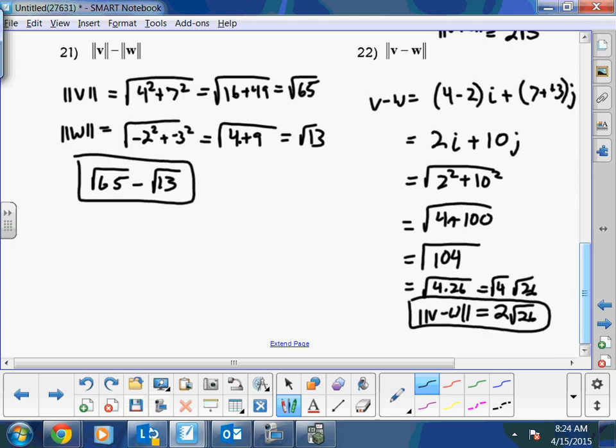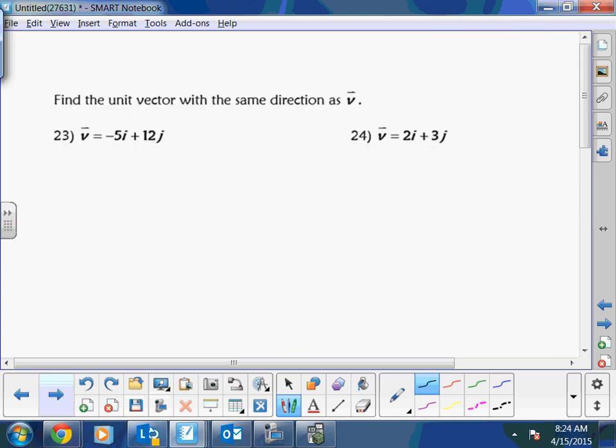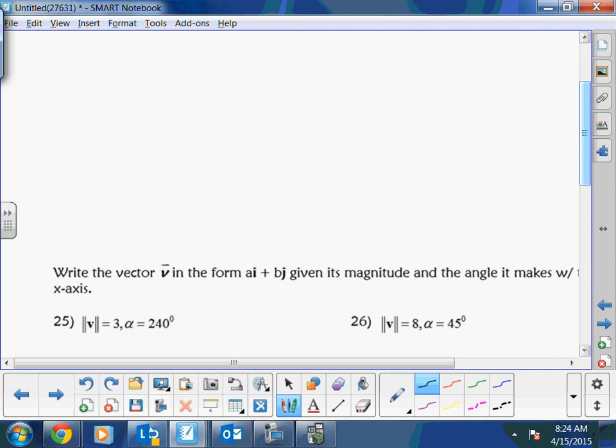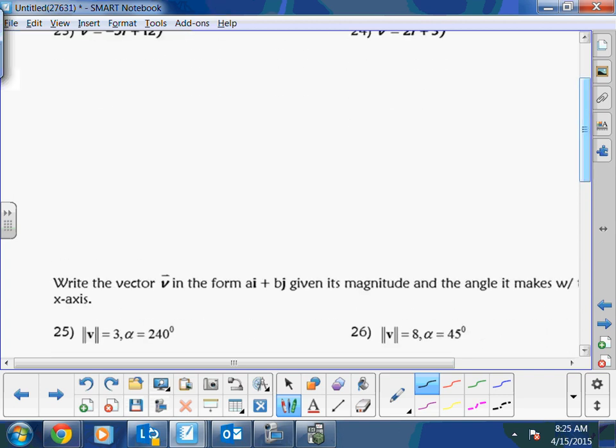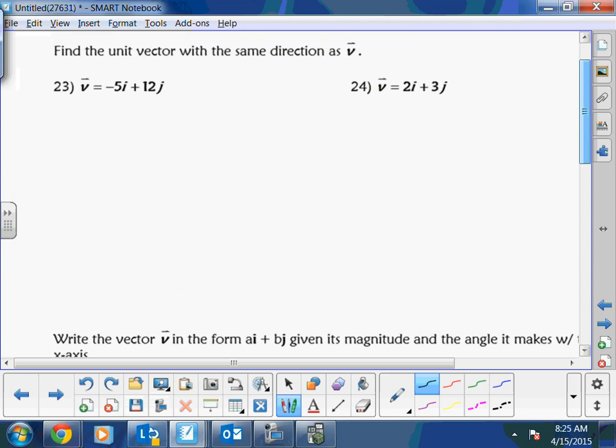Let's go ahead and move on to the next one. Now this one, they want you to find the unit vector with the same direction as V. The unit vector is just applying this equation: the unit vector is V over the magnitude of V, which is simple. That means you find the magnitude of the vector.